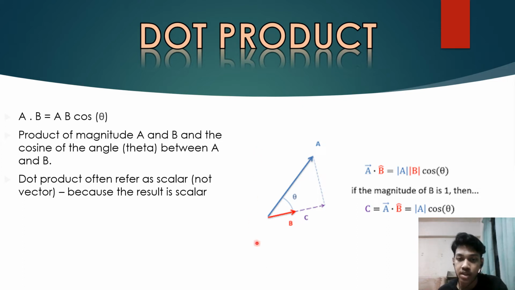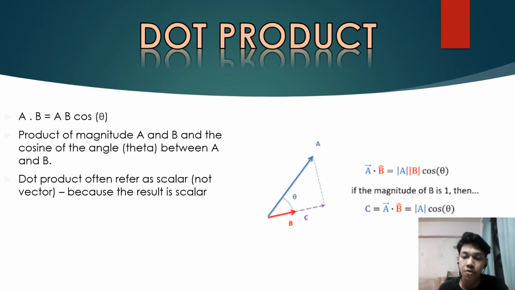Right here there is an example to help us understand the dot product better. We have two vectors: vector A, the blue one, and vector B, the red one. When we want to do the dot product, we basically take the magnitude of A times the magnitude of B times cos theta. In this case, theta is the angle between the two vectors. So right here is the theta.